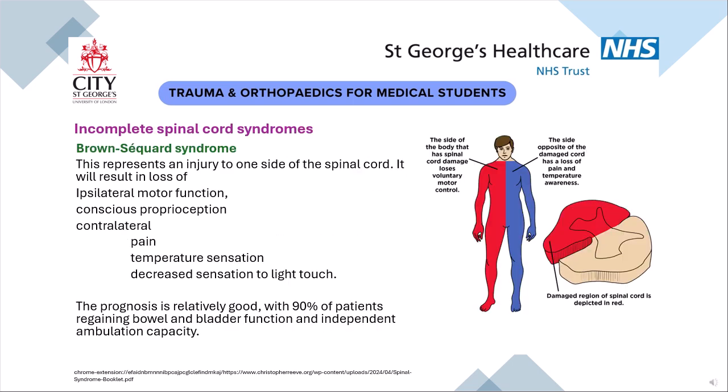The first of the incomplete spinal cord patterns that we're going to talk about is the Brown-Séquard syndrome, and this represents an injury to one side of the spinal cord. So you just have to think about that spinal cord anatomy if you can remember it, and you'll end up with a loss of ipsilateral motor function and proprioception and contralateral loss of pain, temperature and light touch. Fortunately, the prognosis with these is relatively good, with 90% of patients regaining bowel and bladder function and they're able to walk.